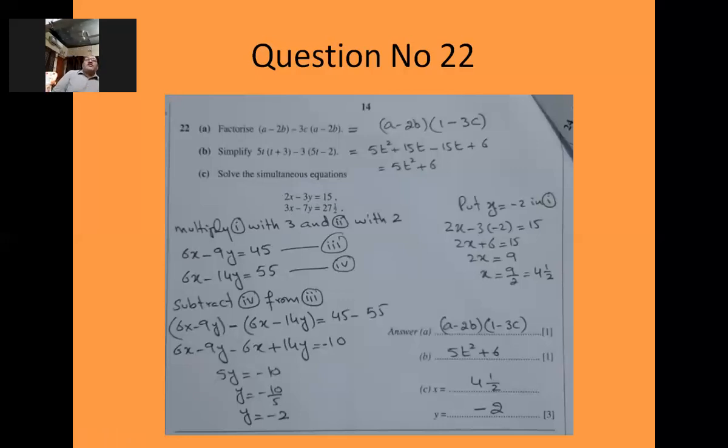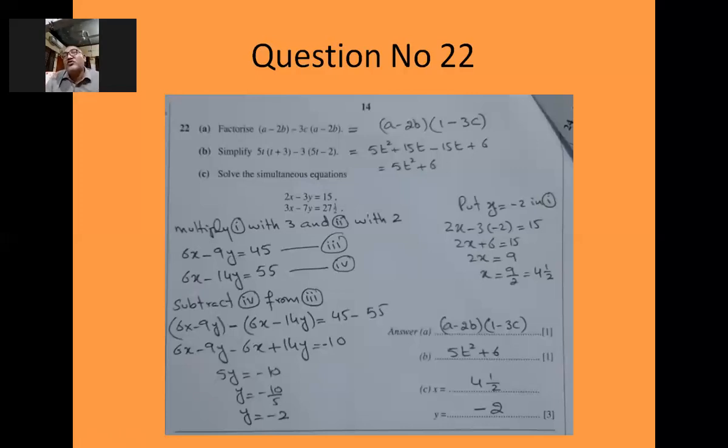When the first equation is multiplied by 3, it becomes 6x minus 9y equals 45. And when the second equation is multiplied by 2, that gives you 6x minus 14y equals 55. Now the coefficients of x are the same in both equations, but their signs are the same. Both of them are positive.